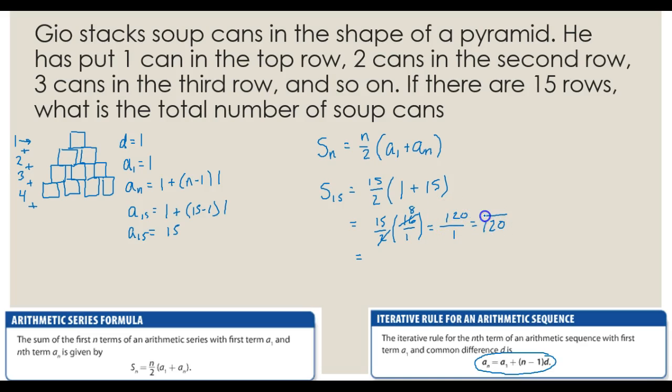120. Now this is interesting to think about. We're talking about soup cans, so the number of soup cans has to be a whole number. It can't be like 120 thirds. So if we are doing a problem like this where the numbers are supposed to be whole numbers, talking about real things, then we know that we're off the rails if we get a fraction. But that's how we solve this problem, or apply the arithmetic series formula to this problem.